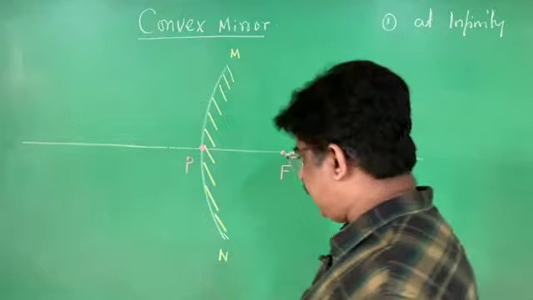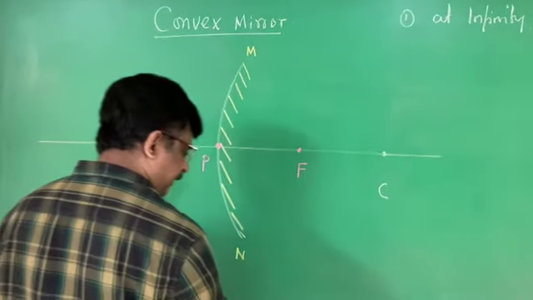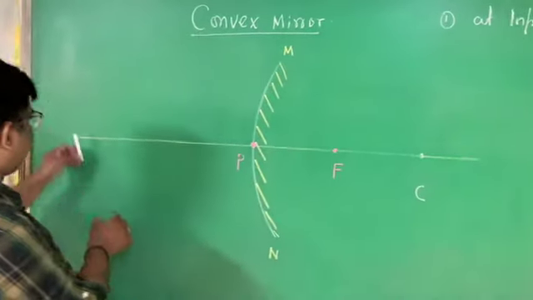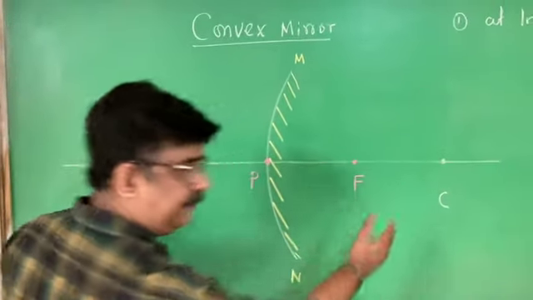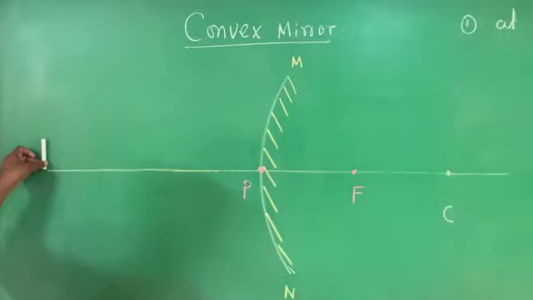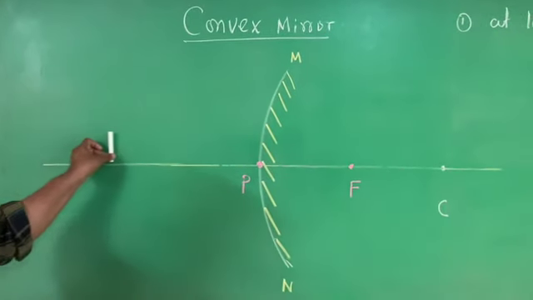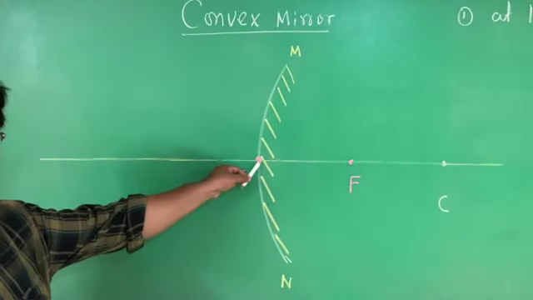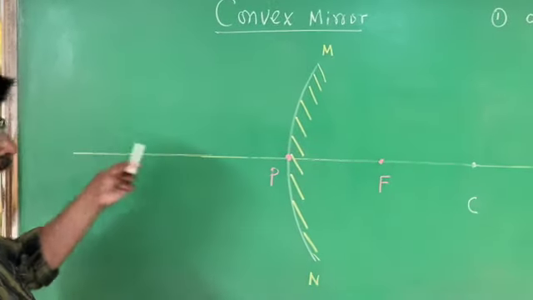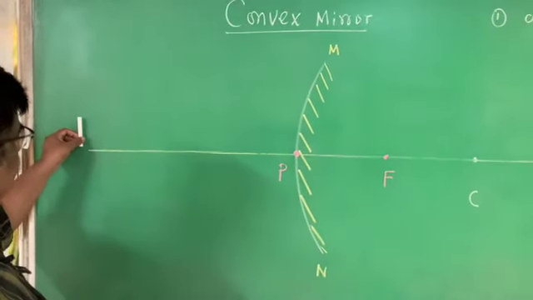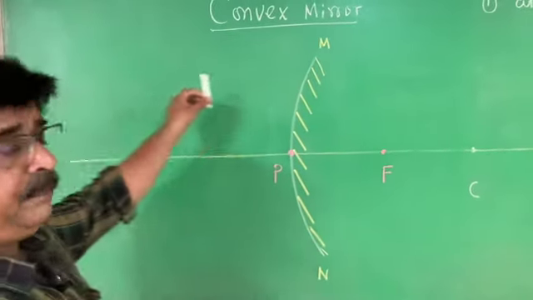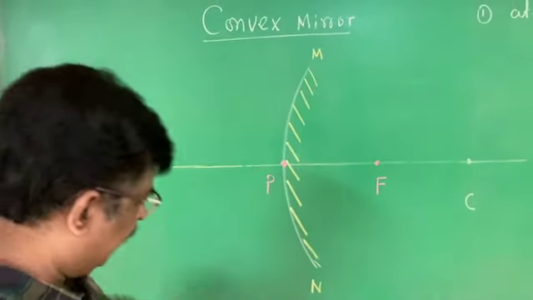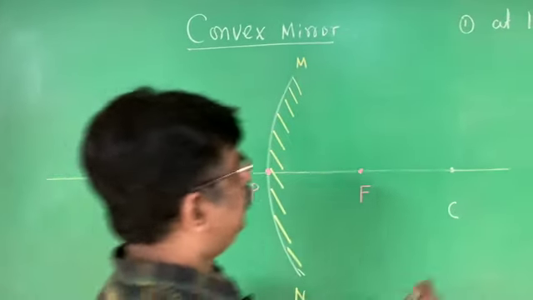The next position is we have to keep the object somewhere here, in front of the mirror only. We can't keep the object here because it is behind the mirror. In front of the mirror, we can have only one point, that is P. There is no F, there is no C. Therefore, the second position is anywhere between infinity to P.